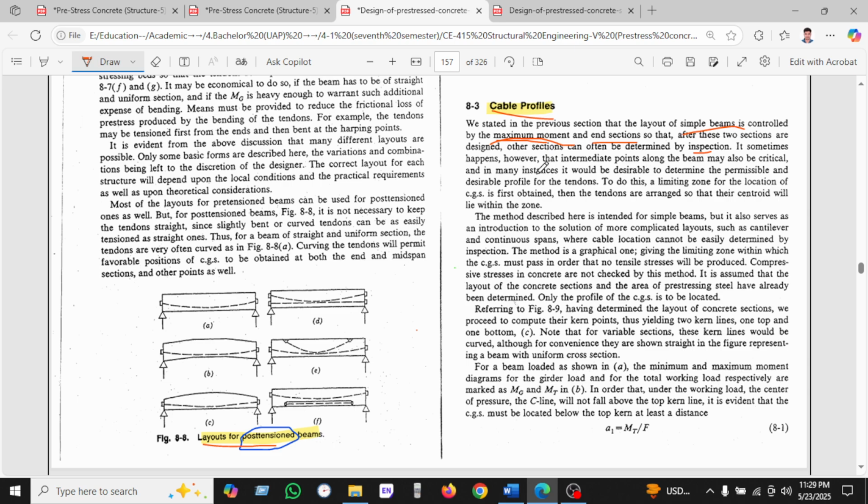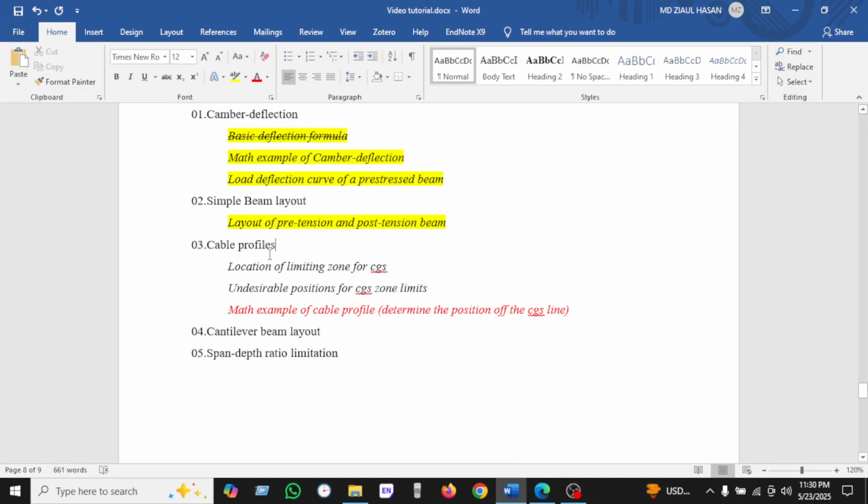Okay, it seems so, however, the intermediate points along the beam may be critical, and in many instances it would be desirable to determine the permissibility of the desirable profile for the tendon. To do this, the limiting zone of the location of the CGS is first obtained, then the tendons are arranged so that their centroid will lie within the zone. So these are the cable profile theory, and then we can see the location of the limiting zone of the CGS and undesirable position of the CGS zone.